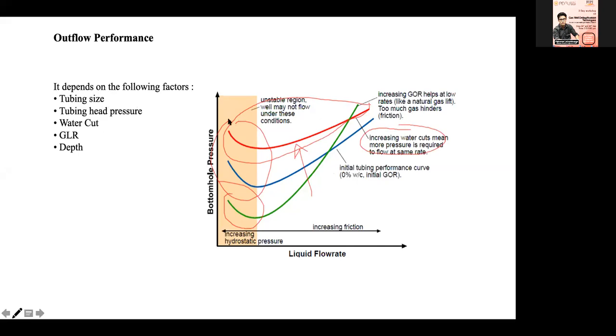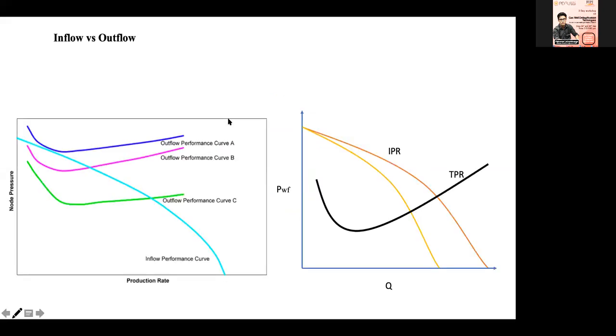When you are plotting inflow versus outflow, like I said before in the nodal analysis, you will be noticing the intersection point.